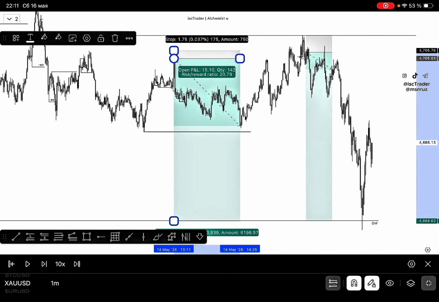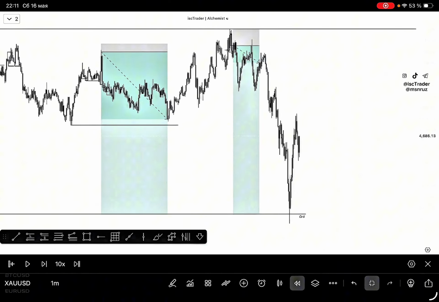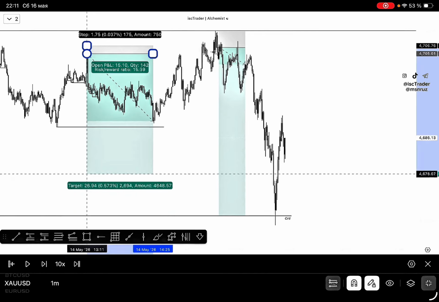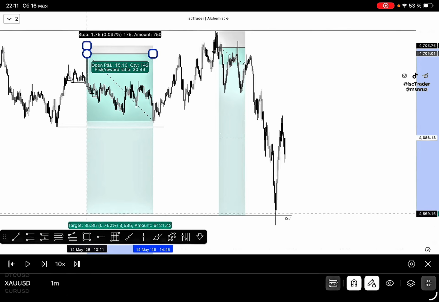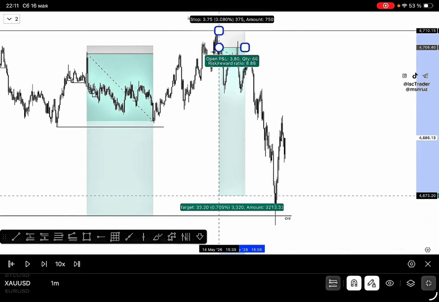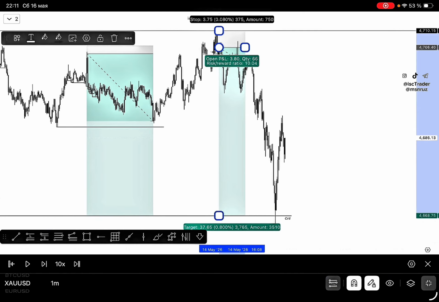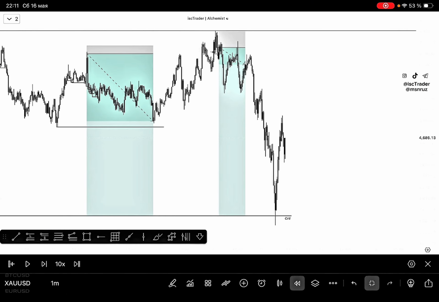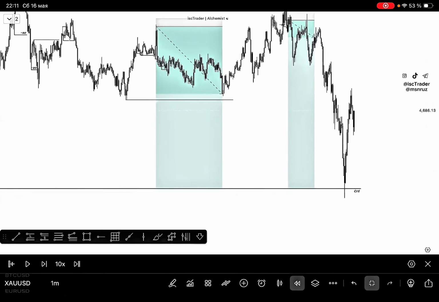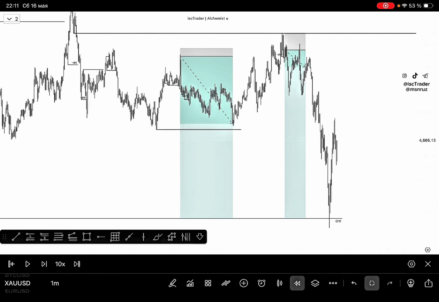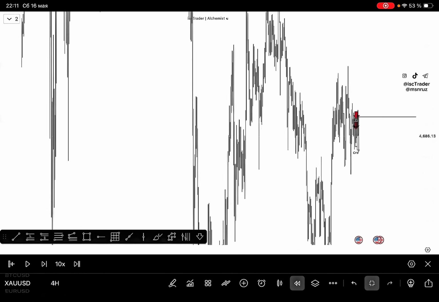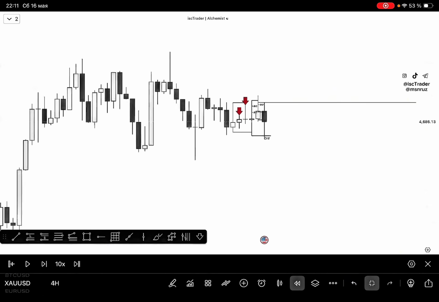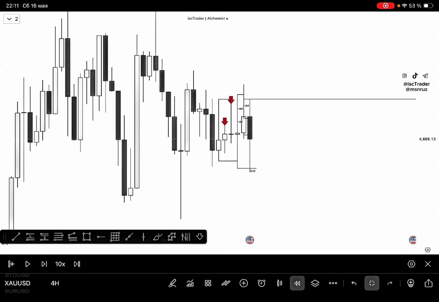Okay, the first one hit the stop loss, the second one hit the take profit. Minus 1 risk reward, plus 10 risk reward. A total of 9 risk reward profit. Okay. We'll see again if there were such situations or not.